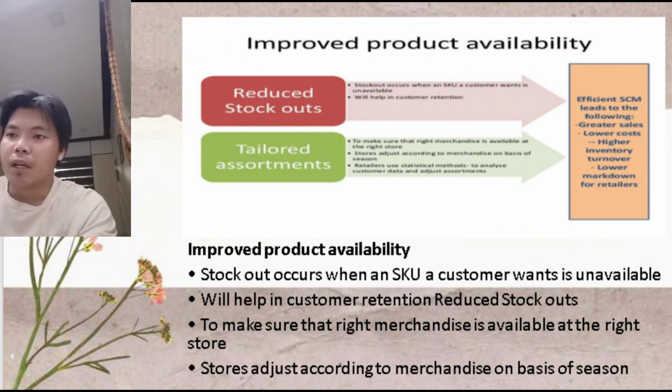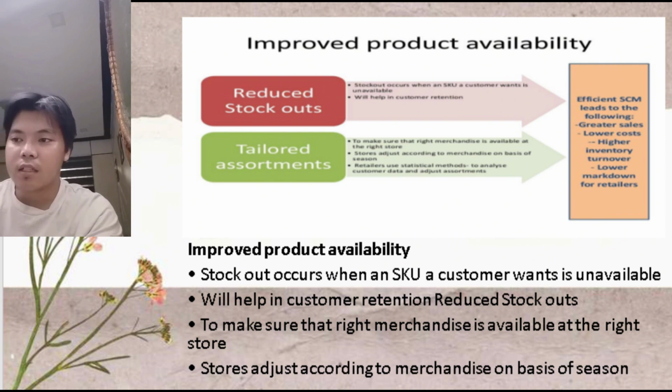To improve product availability, we need to focus on these two techniques. First is to reduce stockouts. This will help your company to turn customers into repeat buyers and prevent them from switching to a competitor. Next is the tailored assortment. This is to meet the specific preferences and needs of a particular customer segment or market by a curated selection of products that is customized. Doing this too will lead your SCM to greater sales, lower costs, higher inventory turnover, and lower markdowns for retailers.